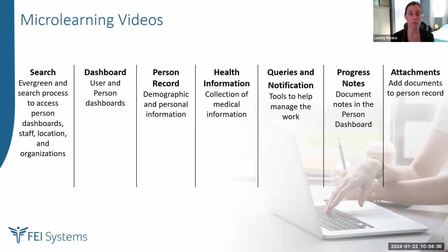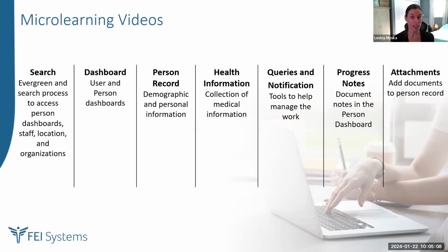There's also one on the person record itself, which is where we capture all the demographic data related to the person that we serve. So addresses, phone numbers, identifiers, program classification, eligibilities, things like that. That's all under the person record. There's a microlearning about that. There's one also specific to the health information section, which is under the person record itself. And that's where all of the diagnoses, allergies, treatments, end-of-life orders, all those kind of things live.